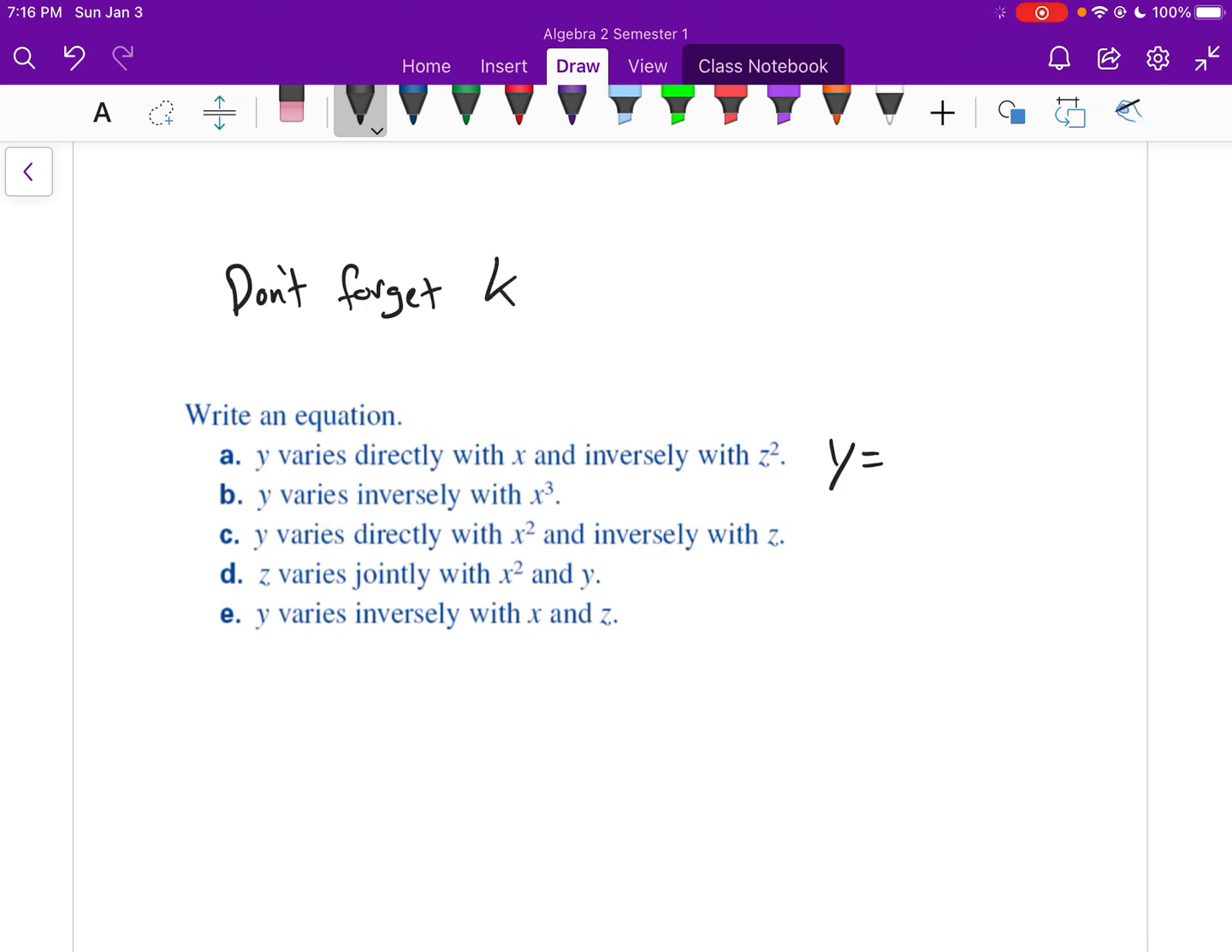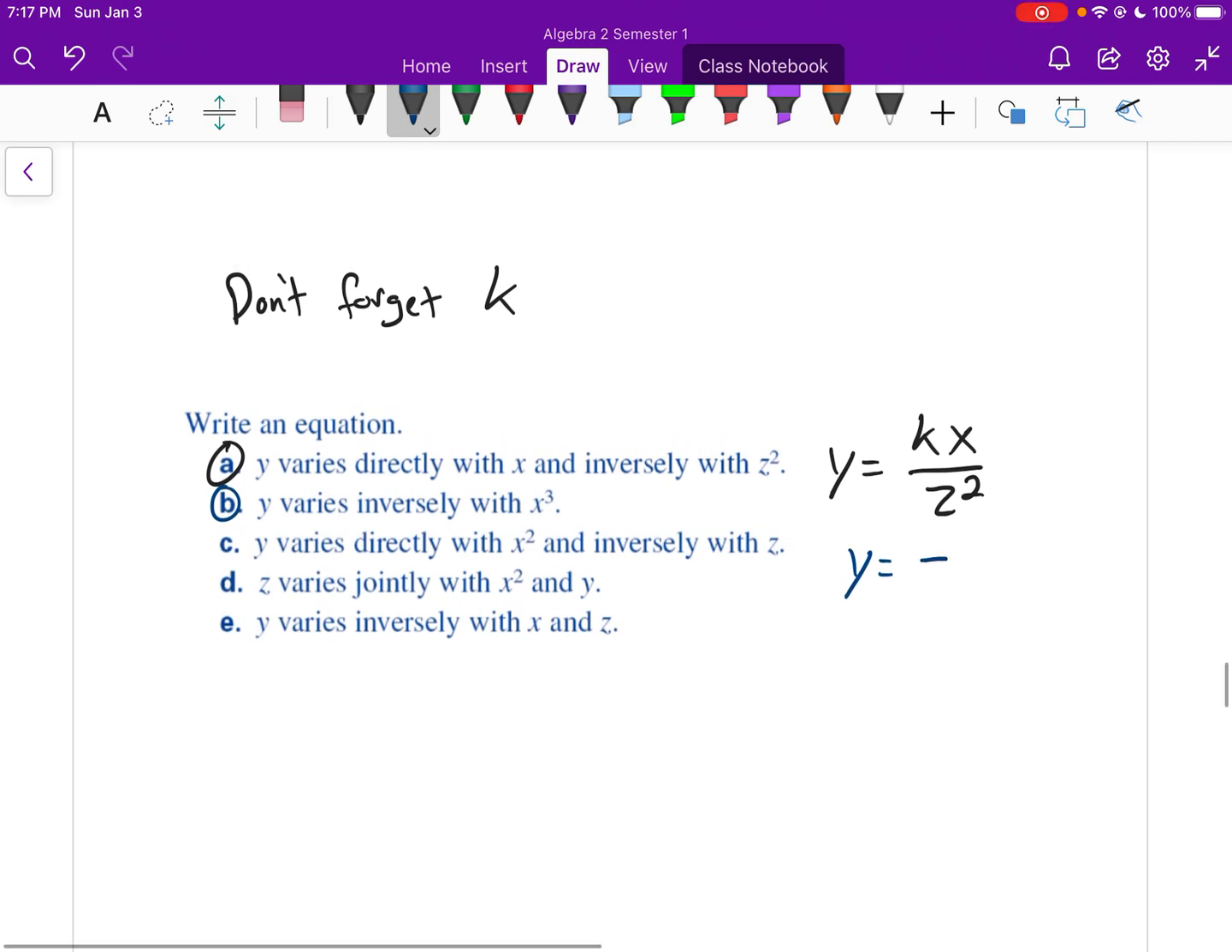And k will always go on top. If it's saying directly, you're going to multiply it with your constant of variation. So directly with x, and inversely saying division, z squared. Anytime it says directly, it will be in the numerator. Inversely will be in the denominator. For b, y varies, so y equals, inversely with x cubed. A lot of people would say 1 over x cubed, but remember, it's k over x cubed.